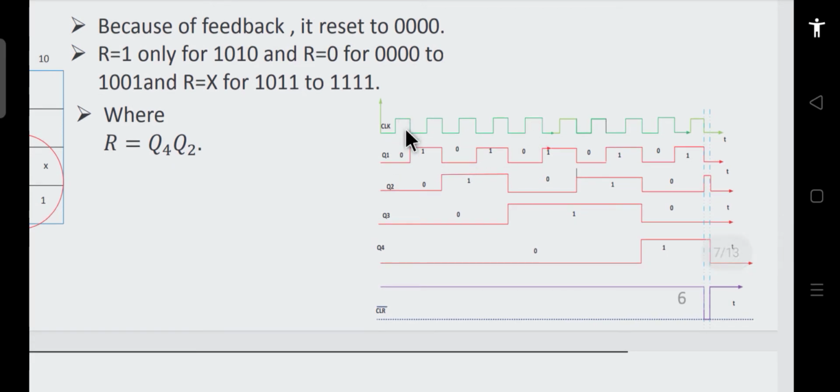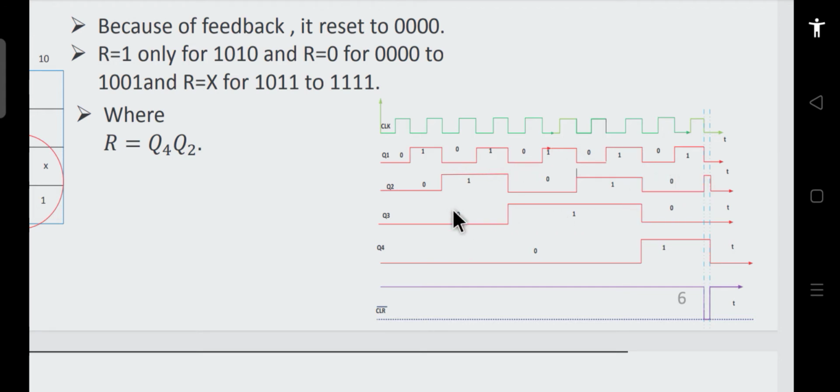So you see, when the first negative edge of the clock pulse appears, then Q1 transits. If Q1 is 0 initially, then it becomes 1. Initially we assume that the counter is reset and all the counts are at 0 0 0. At the first negative clock edge, Q1 transits to 1. Then on the second negative edge, it transits to 0, and so on and so forth.